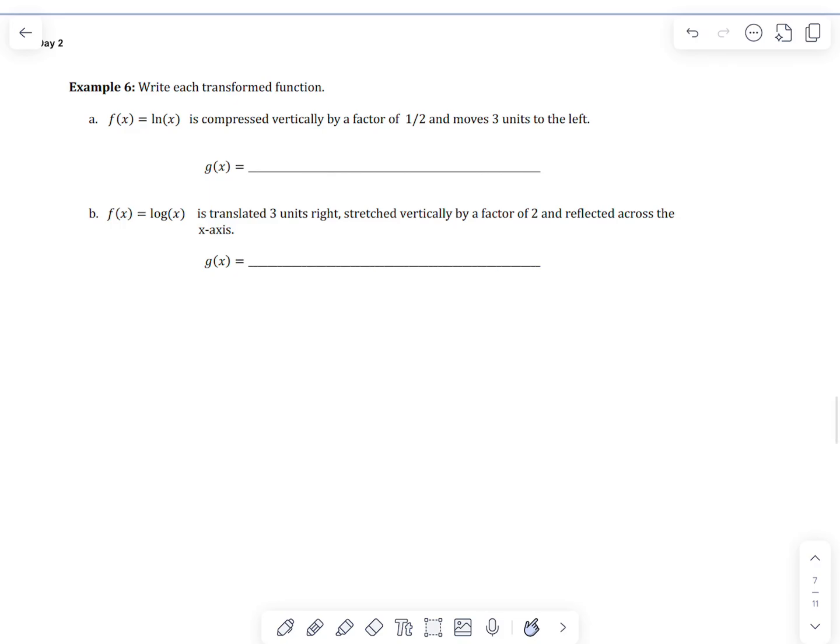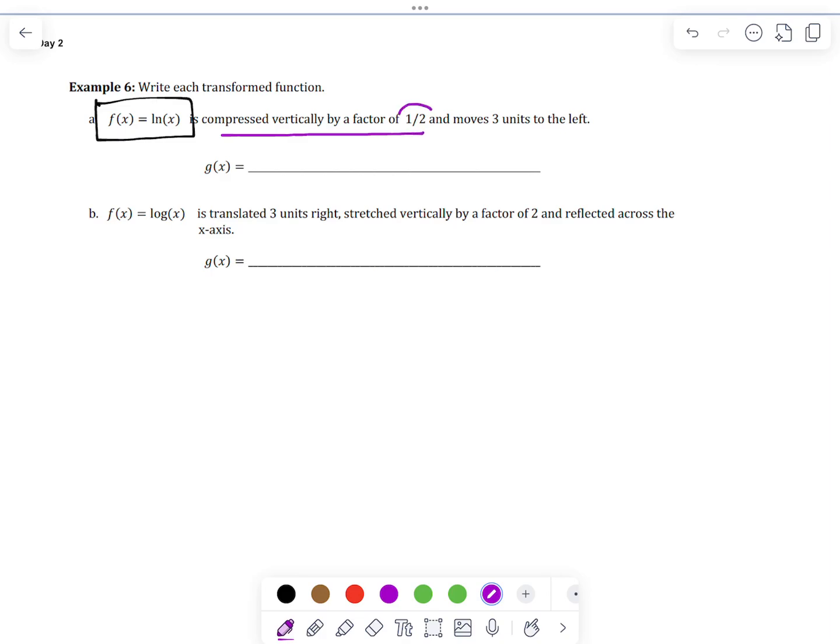Okay, example 6. Now we're going to give you a parent function and some transformations, and we want you to write the function. So here's our parent, f of x equals the natural log of x. The first transformation is we want to vertically compress it by a factor of 1/2. So what happens is that's going to be a multiplier in front of the function. So we have 1/2 and then the natural log of x. The second transformation is we're going to move it to the left 3 units. So that happens inside the function.